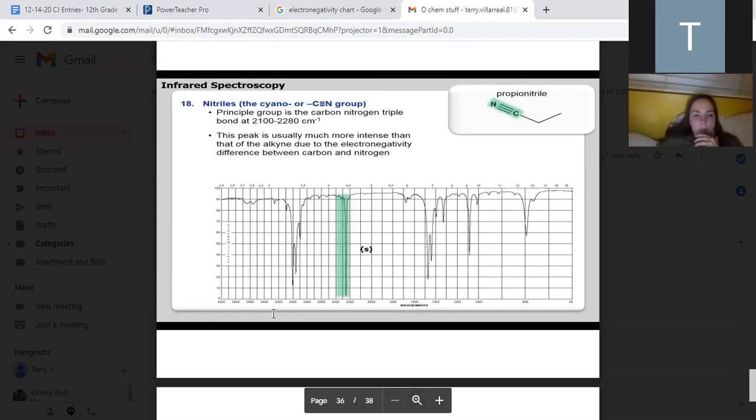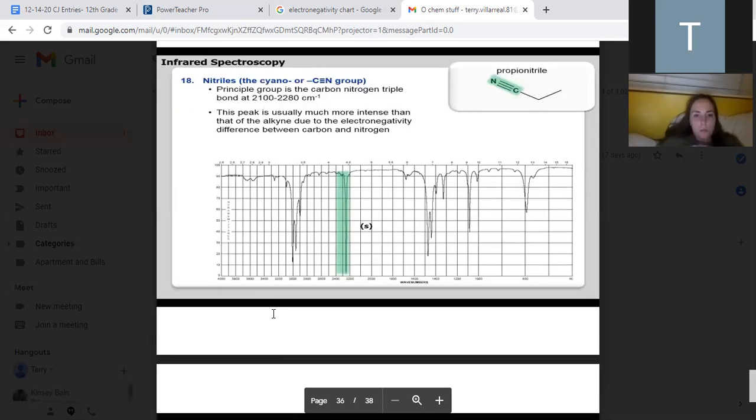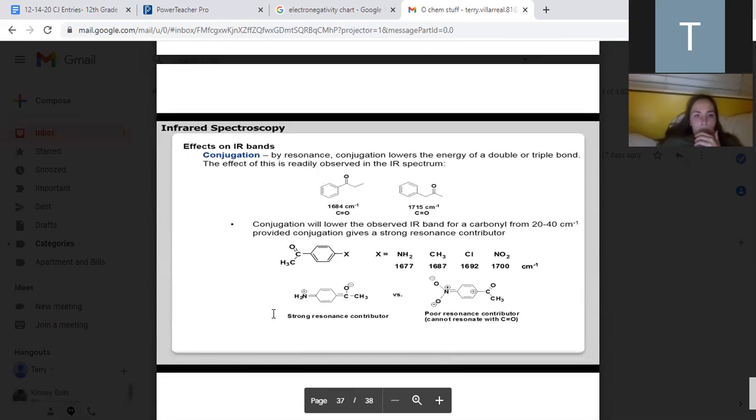Carbon double bond to nitrogen or triple bond to nitrogen is around 2200. It's a very sharp peak, it goes all the way down. All right, so now conjugation. So conjugation, basically, if we have a conjugated system, it will cause our peak to go further to the right.